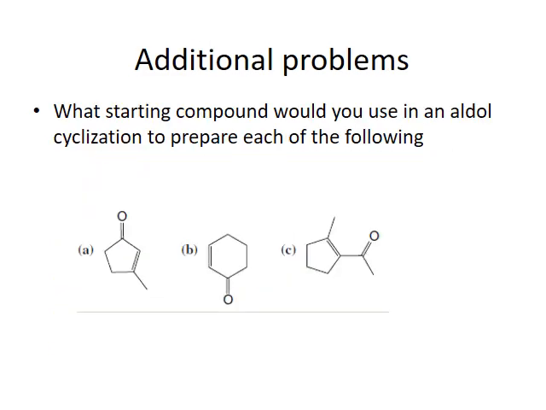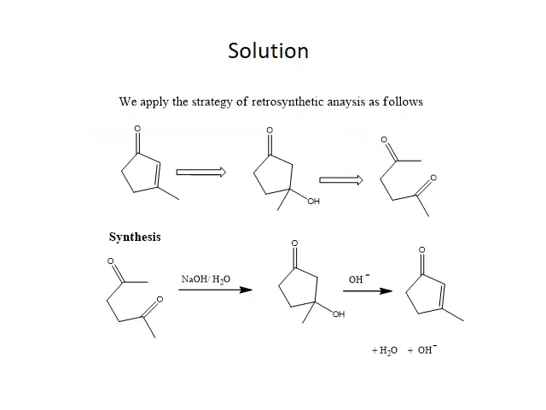Additional problems. What starting compound would you use in an aldol cyclization to prepare each of the following? Number A, here, B, C. For this type of question, we use the strategy of retrosynthetic analysis as follows. First example here.